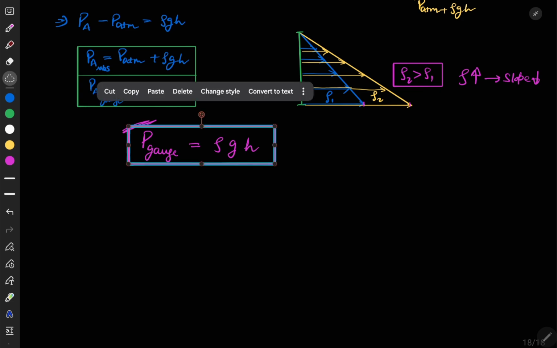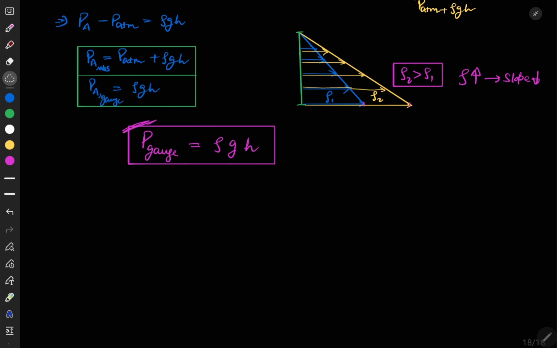You should remember this formula, and of course you know that the unit is either Newton per meter square or Pascal. This is basically your hydrostatic law. So as we move vertically down, the pressure increases by rho gh, and as we move vertically upward in the fluid, the pressure will decrease by rho gh.